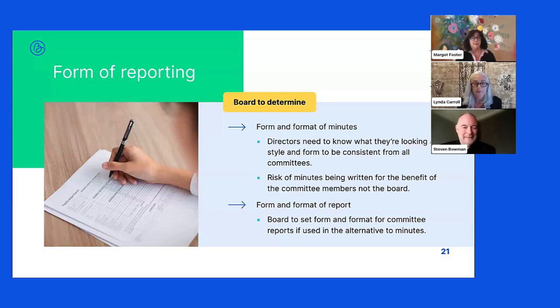Form of reporting, yep. Form and format of minutes. As directors, we need to know what we're looking at. So I'd set a template that all committees have to report back in the same format. Don't leave it to them to make it up themselves, because then you need to know who's attending, what the issues were, and what the decisions were. The same for reports as well. I'm a really big one for standardised format of everything, so that I know what I'm looking at, who it's from, what it's about, and what I'm being asked to do. The same should apply to committee minutes, but preferably you'd get a report as well, identifying the main things.